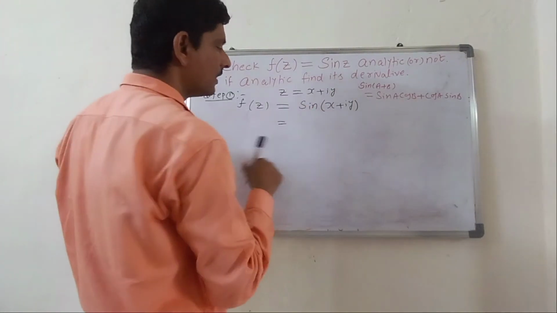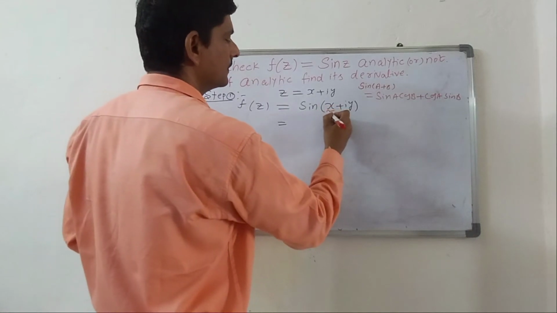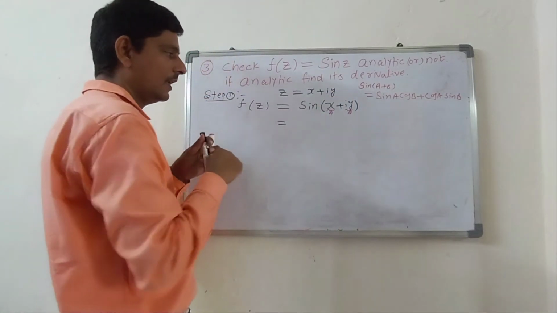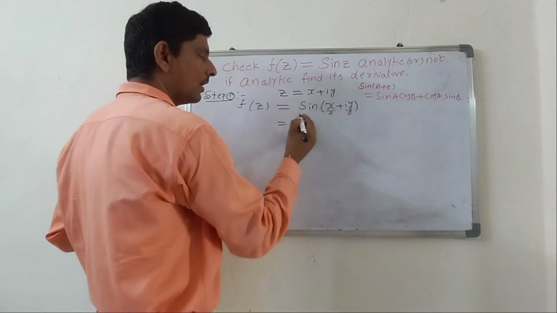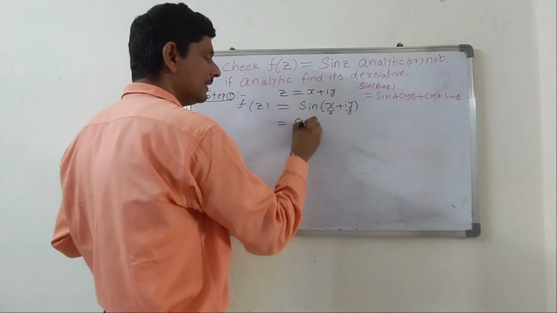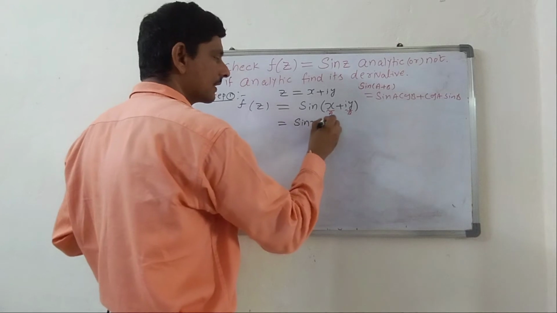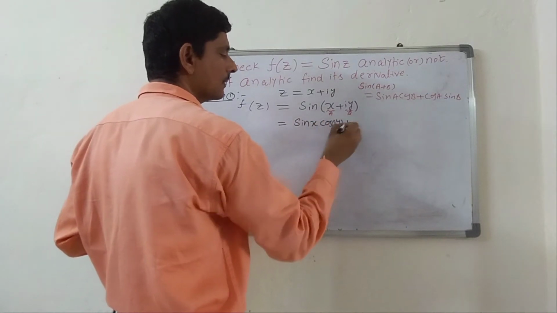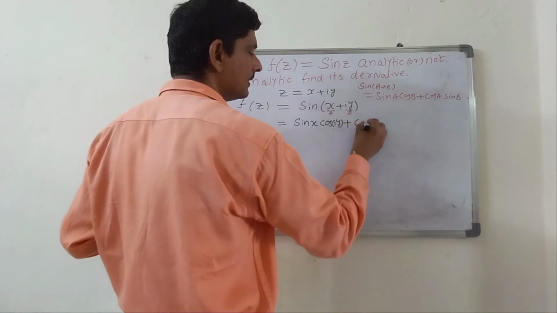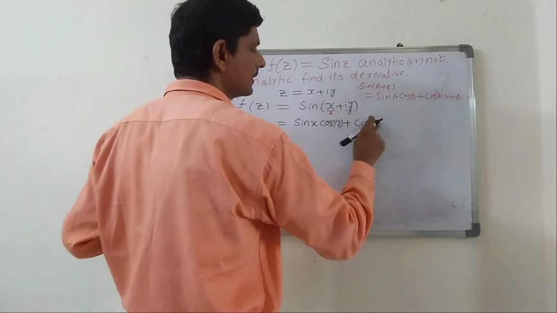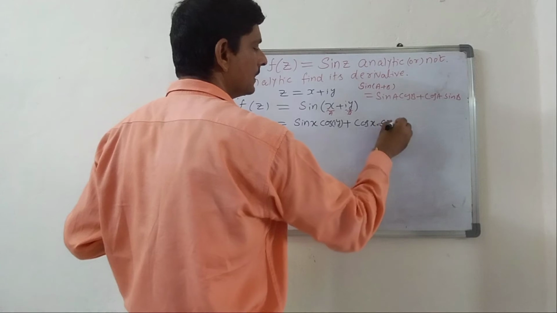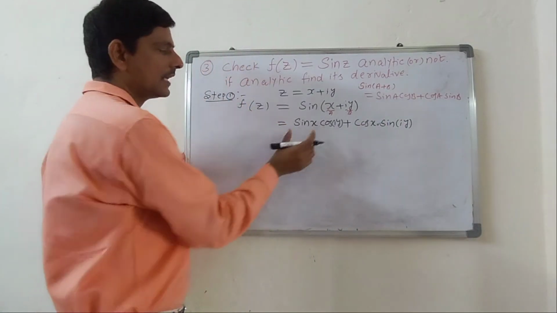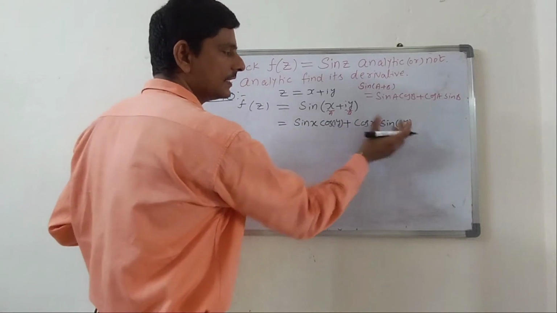Now what is in the place of a here? x. So what is in the place of b here? iy. Okay. Now by using the formula, we are expanding this: sin a, sin x, cos b, cos iy, plus cos a, cos x, into sin b, sin iy. Clear? Now sin x into cos iy plus cos x into sin iy.